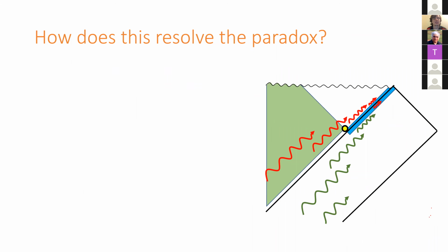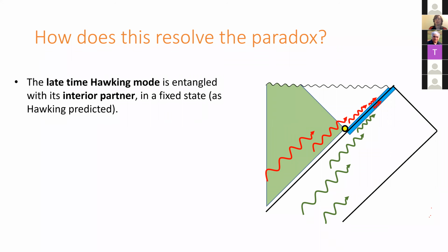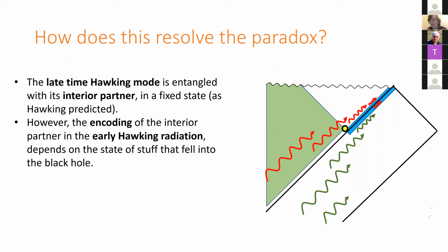Okay, so how does this resolve the version of the information paradox I introduced a couple of slides ago? This late time Hawking mode in the interior is indeed entangled with its interior partner in this fixed vacuum, or thermofield double, whatever you want to call it, state. And that does not depend on the matter that fell in down here, just as Hawking predicted. However, the encoding of this interior mode in this stuff over here, in the early Hawking radiation that escaped to the boundary, does depend on the stuff that fell in.